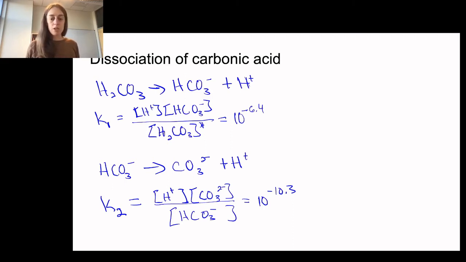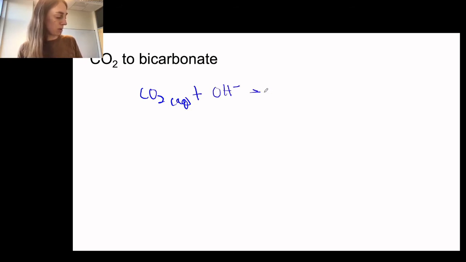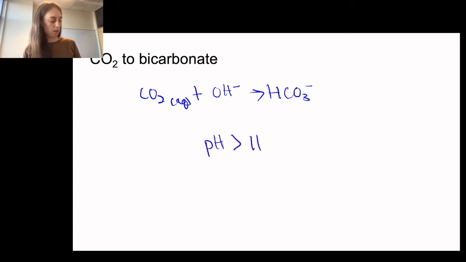So at very high pH, pH greater than about 11, we have a high concentration of hydroxide ions floating in solution. And so if we have a lot of hydroxide ions floating in solution, we end up just going from aqueous CO2 straight to bicarbonate. So that's just something to keep in mind when working at super high pH, and that is a pH greater than 11.